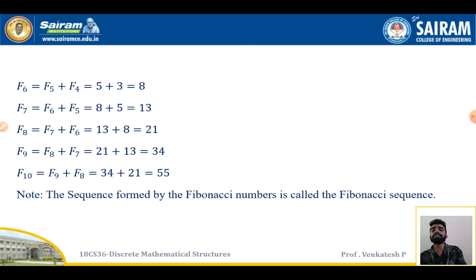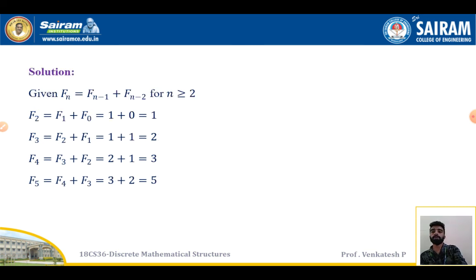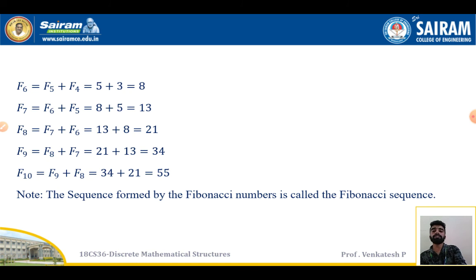So this sequence found by the Fibonacci number will be called as Fibonacci sequences. So these all numbers like what is the numbers here? 1, 2, 3, 5, 8, 13, 21, 34, 55. So these all numbers are called Fibonacci numbers and the sequence formed by this Fibonacci number will be called as Fibonacci sequences.